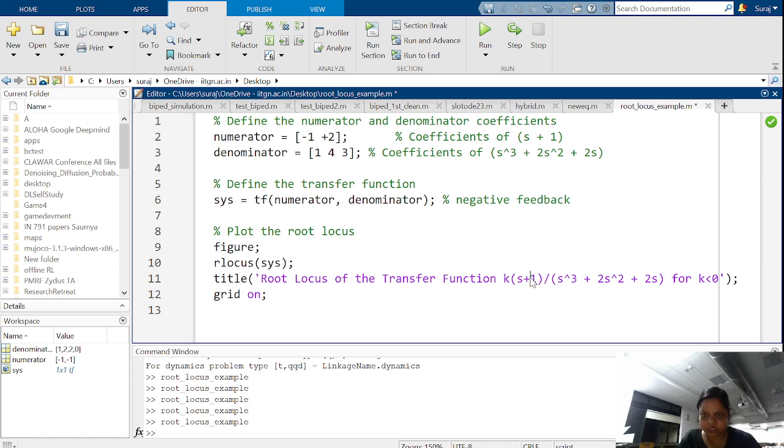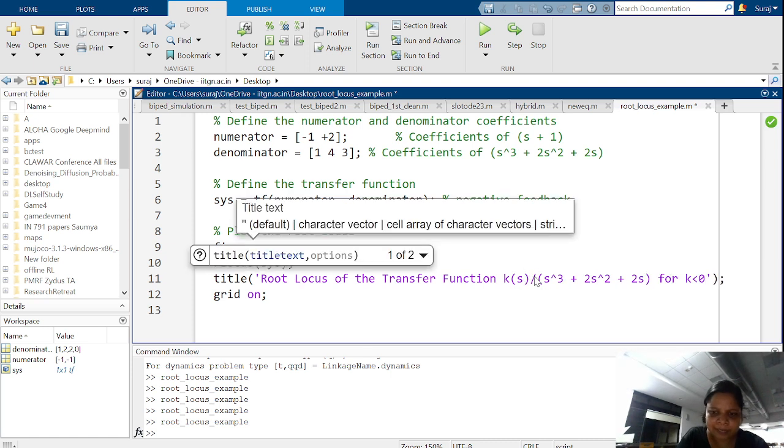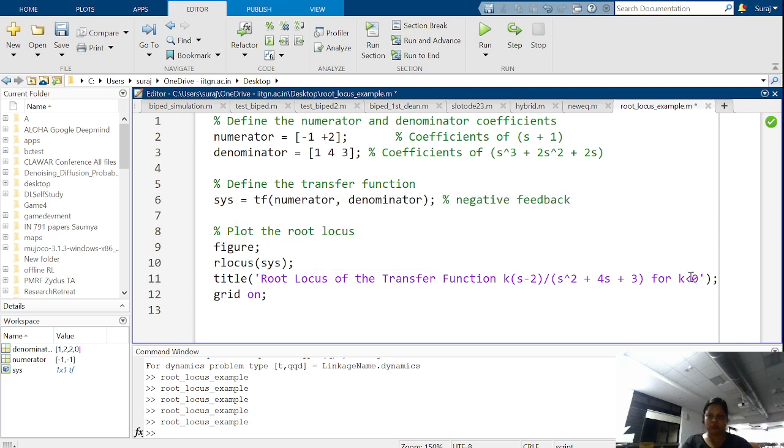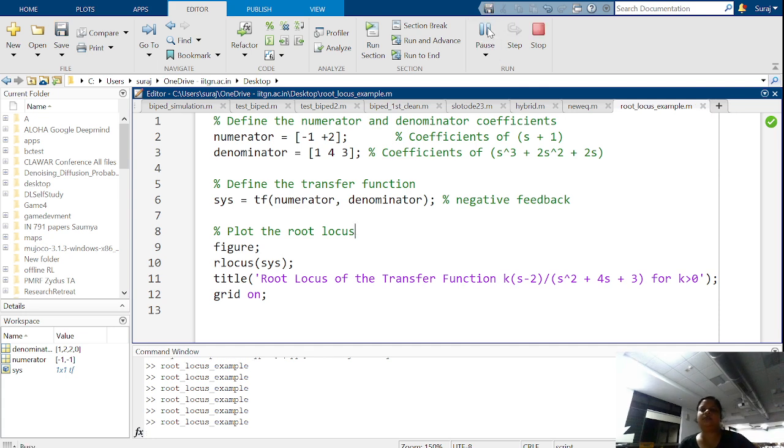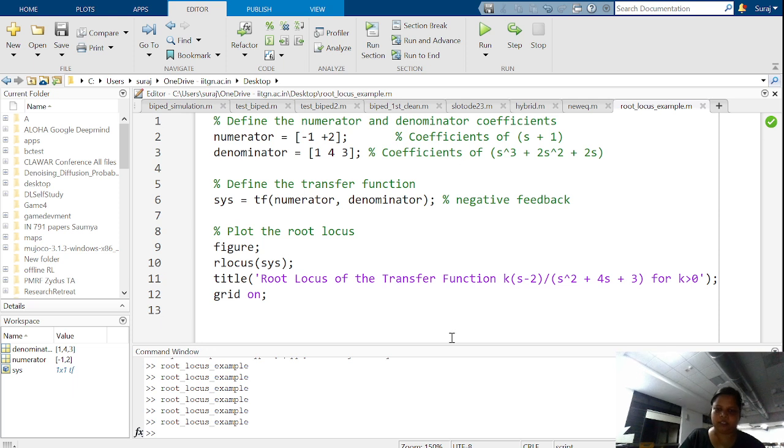So this time your transfer function is s minus 2 over s square plus 4s plus 3. There is no term for this. And then we want to see what is the root locus. And here k is positive. It's not negative now. Okay, we'll generate the result. Let me change the recording screen also.